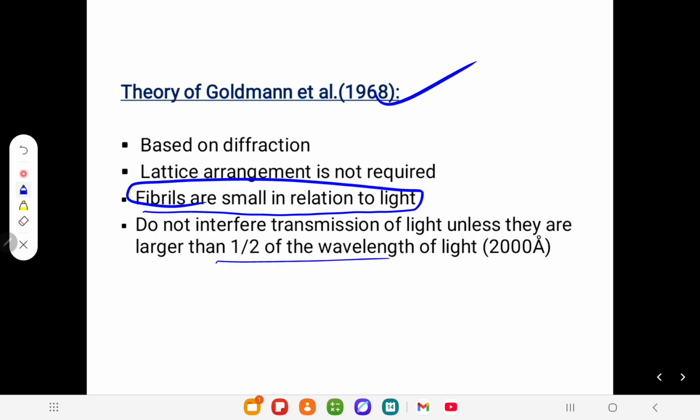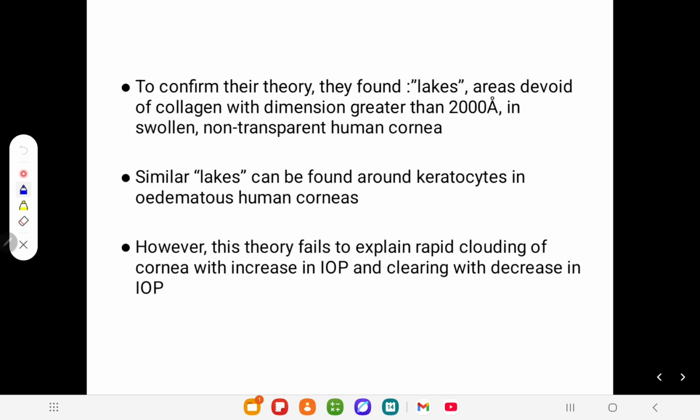So the fibril must be small, so that they do not interfere with the light diffraction. Okay, so that's the concept. Basically fibril size must be small, and if there are conditions where fibril size gets larger, then the Goldman theory is problematic with that particular condition.